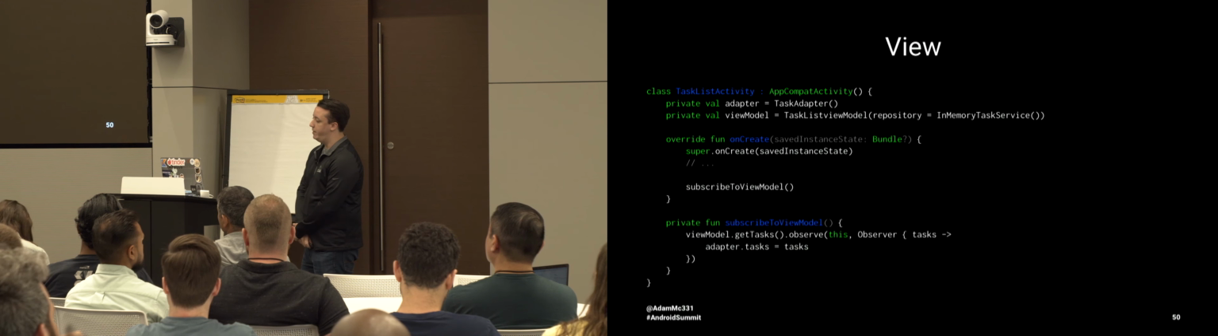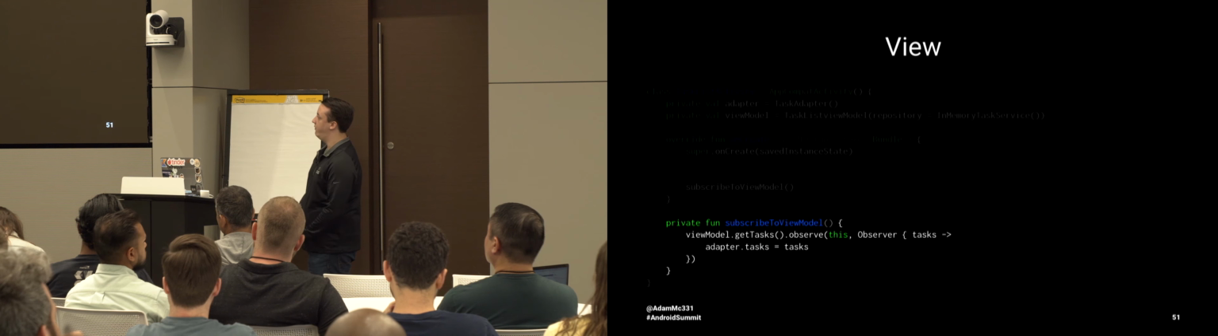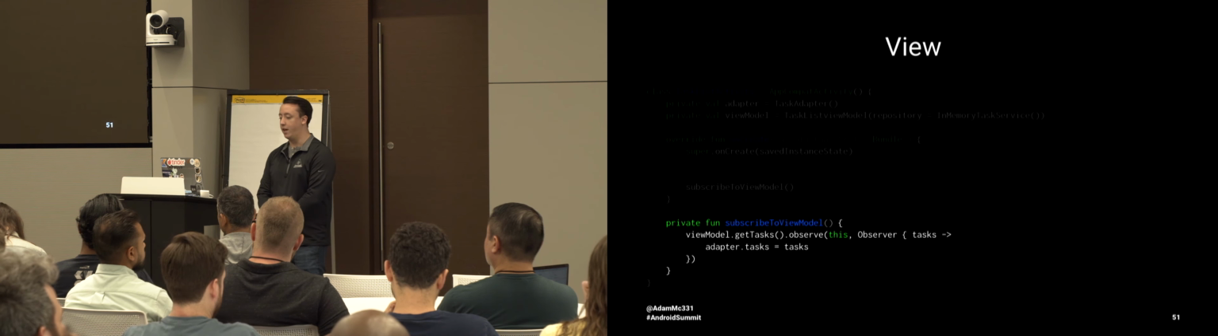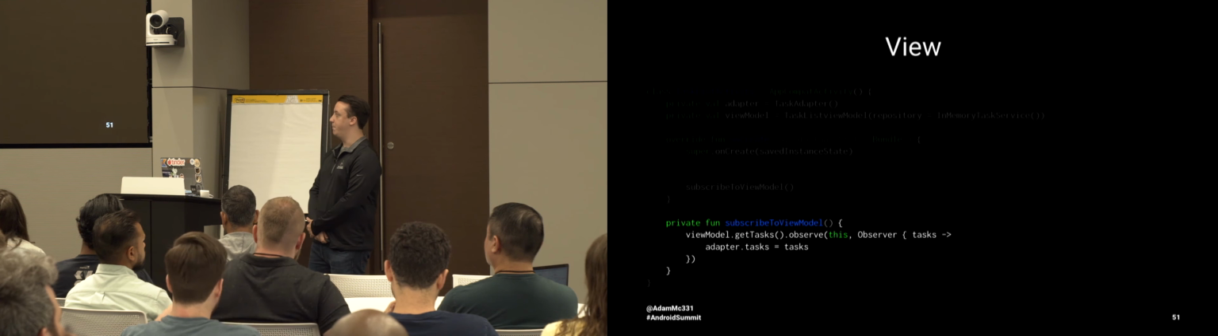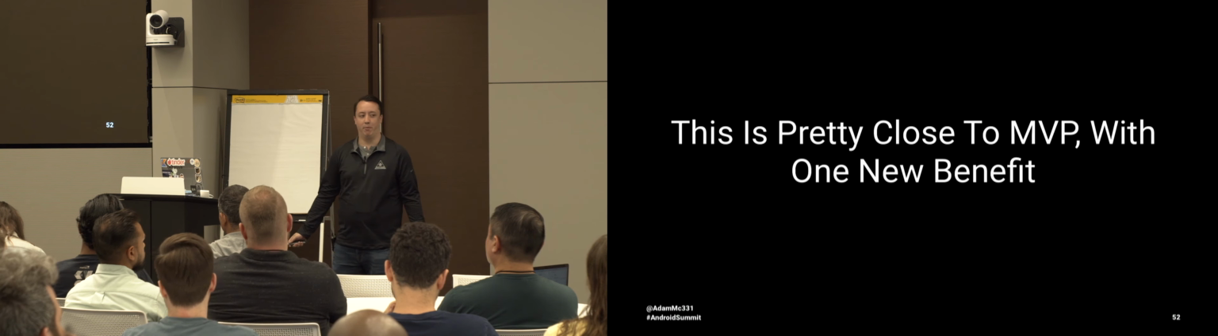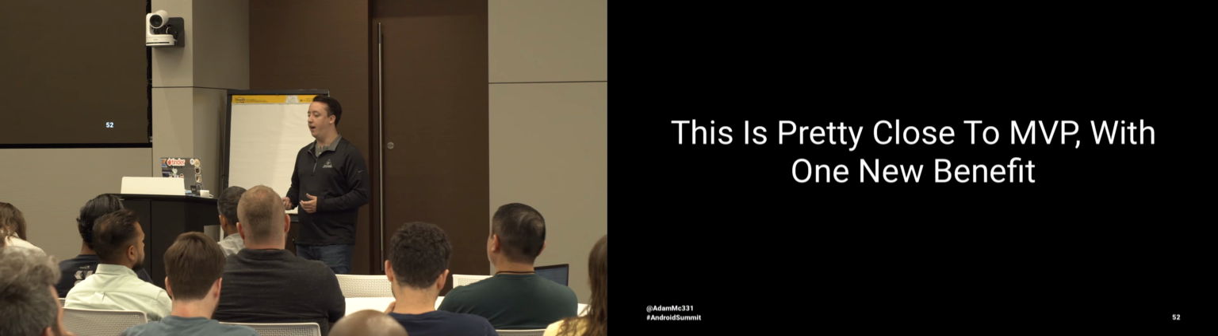And so the view implementation, you'll see this actually looks, while the lines are a little different, again the same flow. The biggest difference is that instead of having a show tasks method, we instead subscribe to the view model, where we say, all right, whenever these tasks are updated and I observe that change, I'm going to update the adapter. So it's pretty much the exact same thing. But we get one new benefit with this.